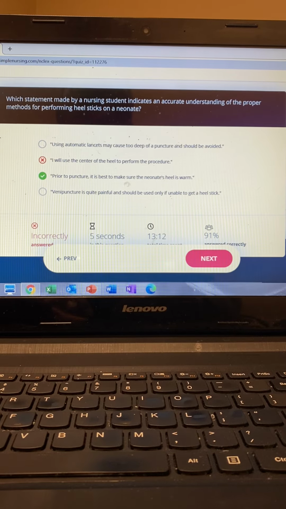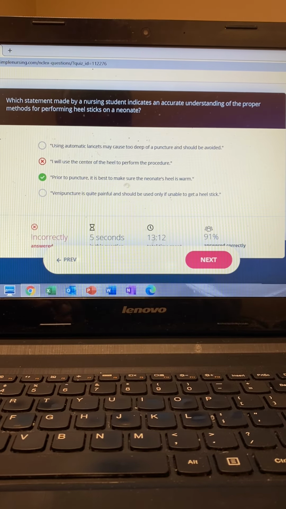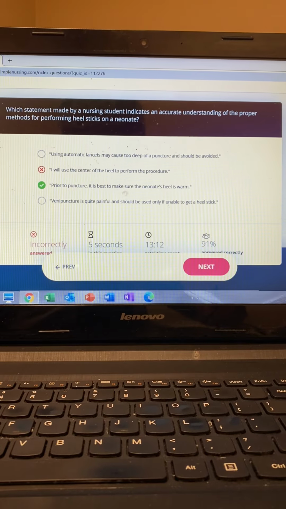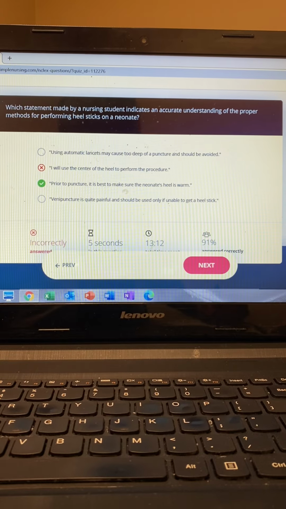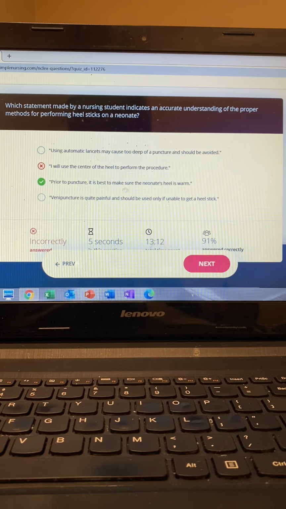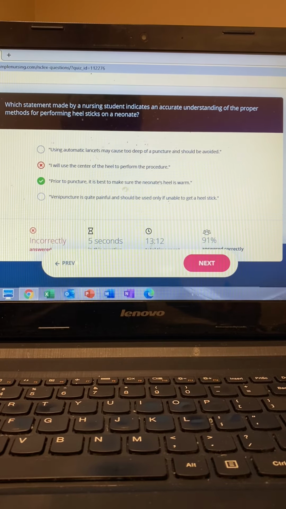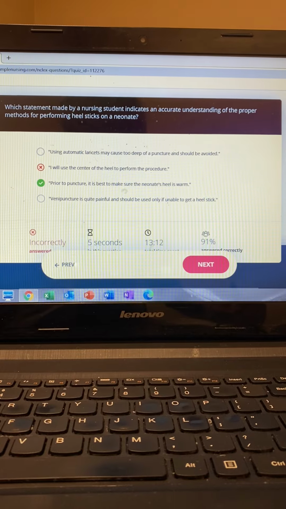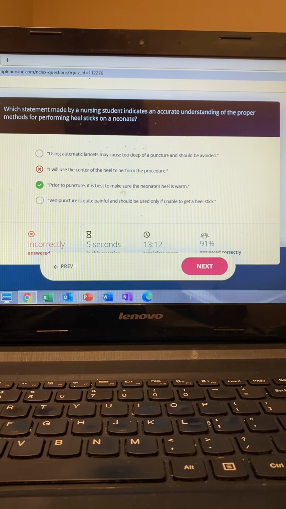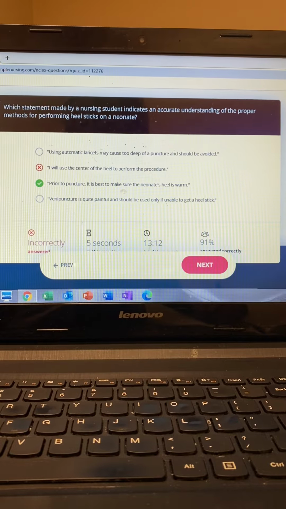on a newborn. So option 1 and 2 are incorrect. Automatic lancets are fine, but guys, just check the size. And option 2, don't use the center of the heel. There may be nerves or bony prominences there. And option 3 is correct here. Warm the heel, which helps with blood flow. Just think vasodilation with warmth.